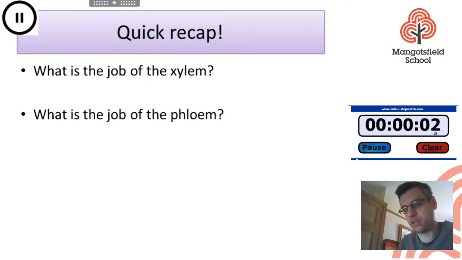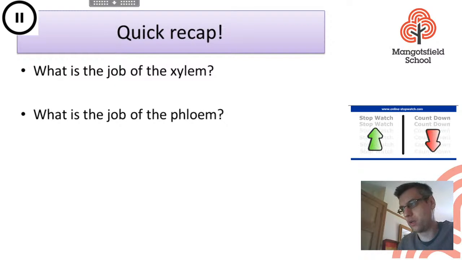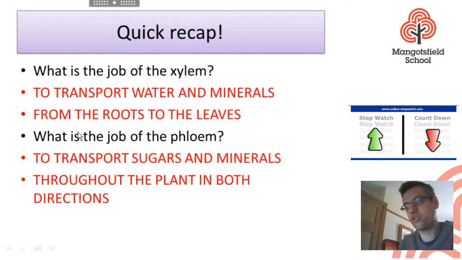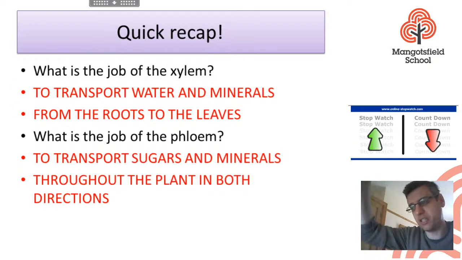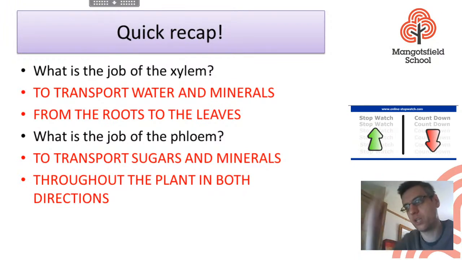Okay, let's remind ourselves. What is the job of the xylem? To transport water and other minerals from the roots straight to the leaves, straight from the bottom to the top, right up the plant. The xylem takes water and minerals from the roots to the leaves. What is the job of the phloem? To transport sugars and other minerals through the plants in both directions so that all the cells can get the sugar and minerals that they need.